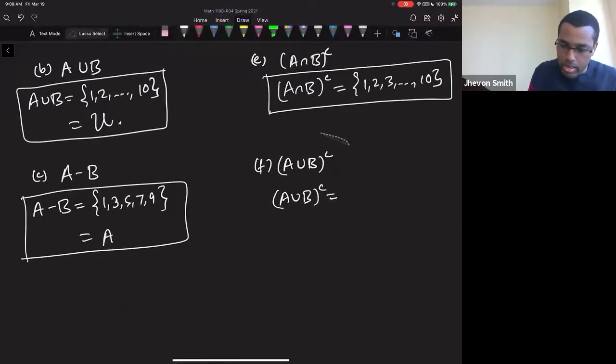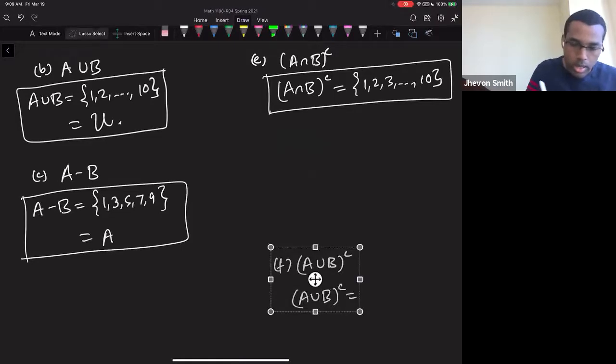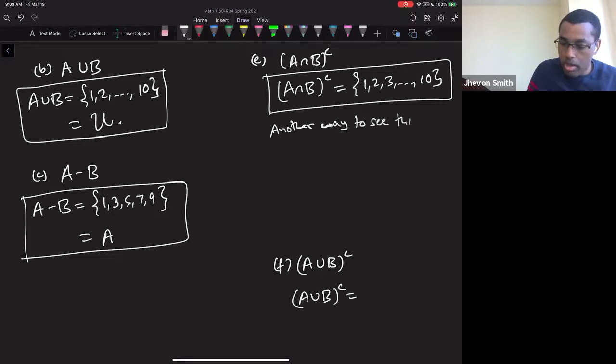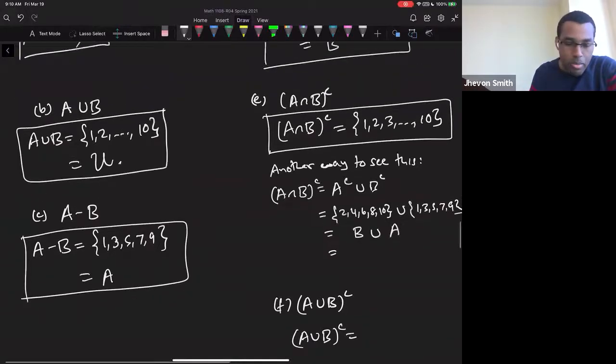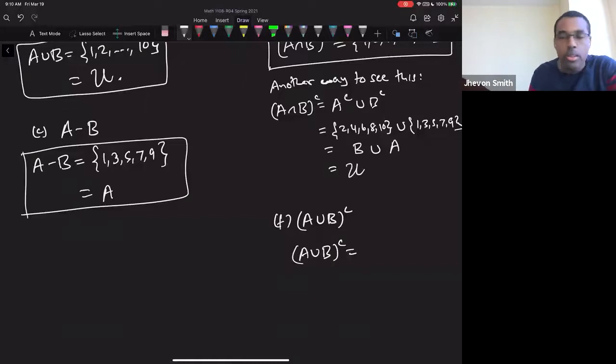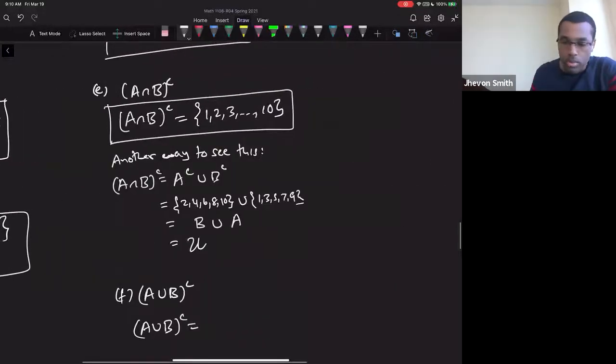Another way to see this, if you don't: I mean, if you saw it right away, then great. But if not, notice that above, by De Morgan's laws, we know that this was A complement union B complement. Now, A complement was 2, 4, 6, 8, 10, and B complement was 1, 3, 5, 7, 9. So the A complement was actually B, and the B complement was actually A. If I take the union of A and B, we already found that to be the entire universe, so you can actually know that that's the entire universe as well.